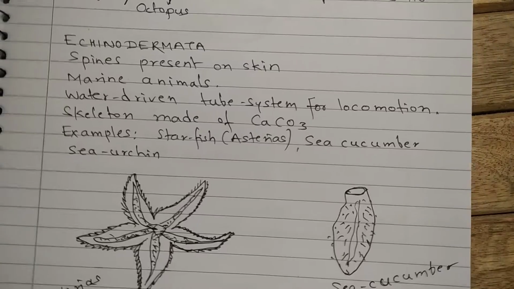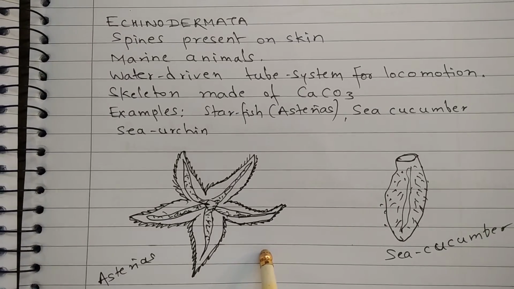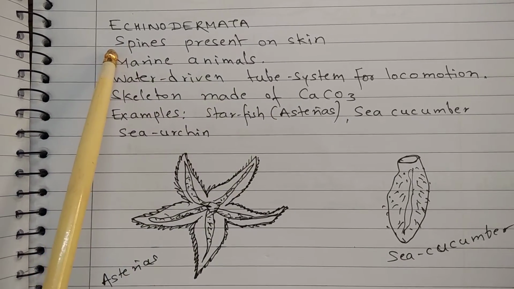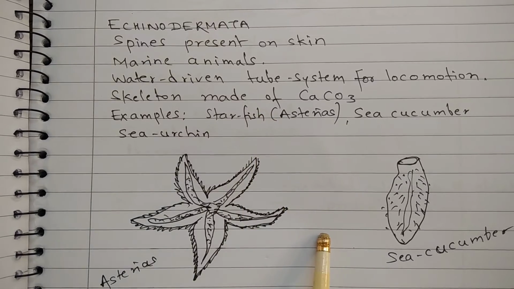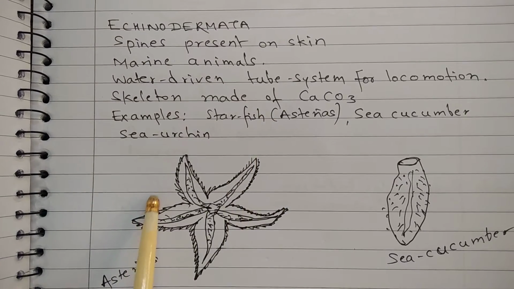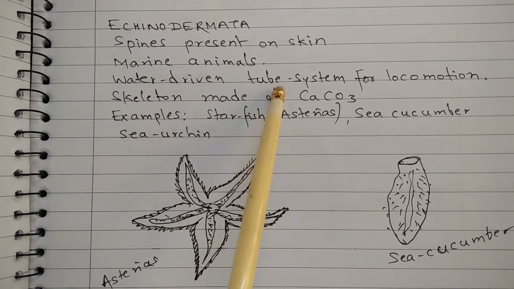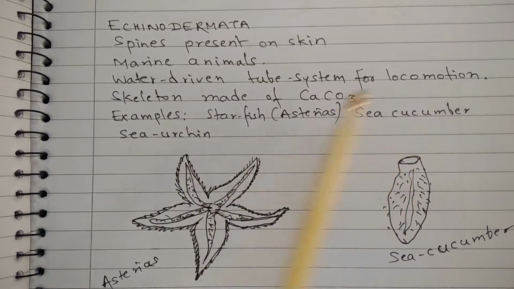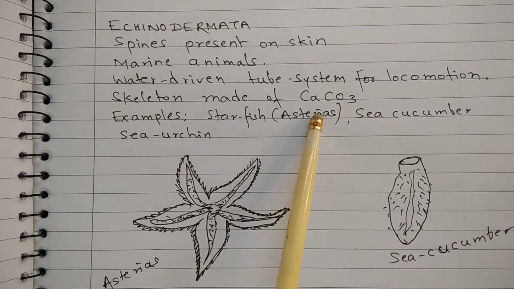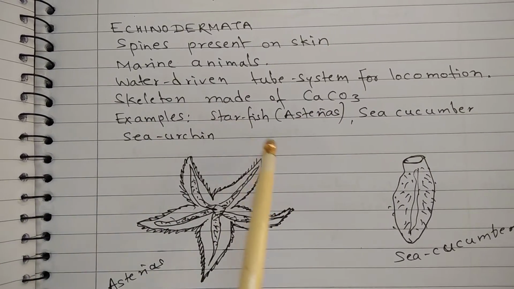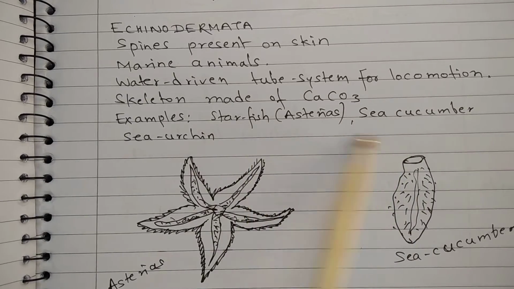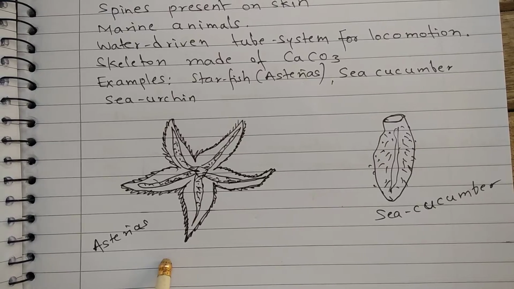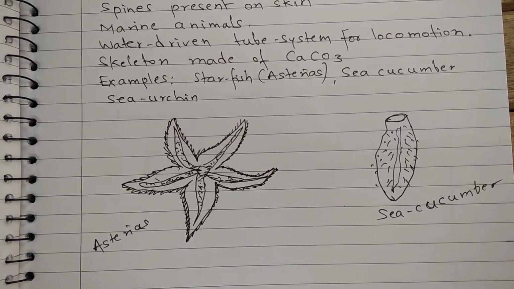Next phylum is Echinodermata. Echinos means spine and dermata means skin. These animals have spines present on the skin. These are marine animals. The speciality of these animals is a water driven tube system which is utilized for locomotion. The skeleton is made of calcium carbonate, and some examples are starfish, sea cucumber, sea urchin. This diagram shows the starfish or Asterias, and this is sea cucumber.